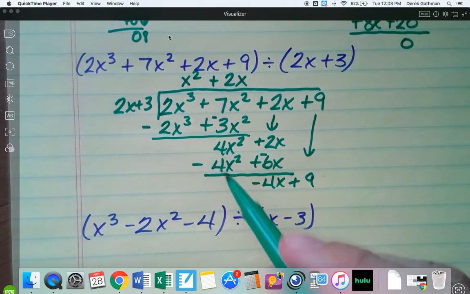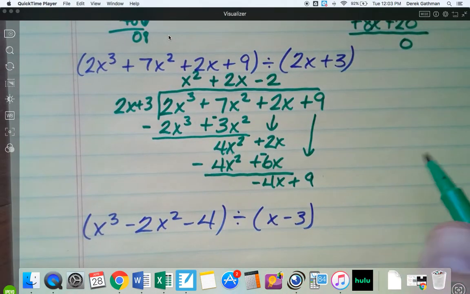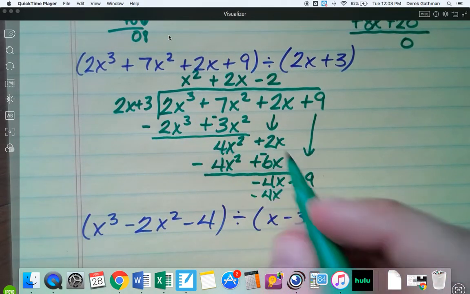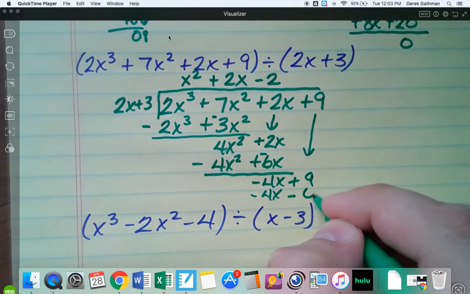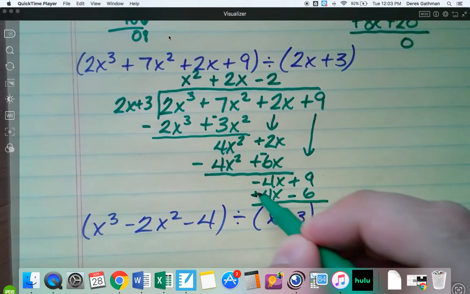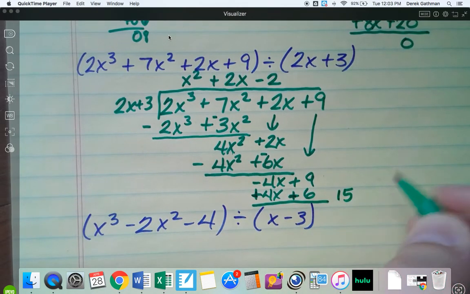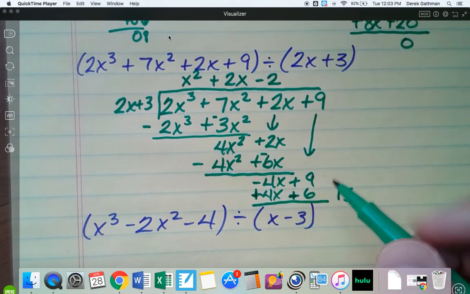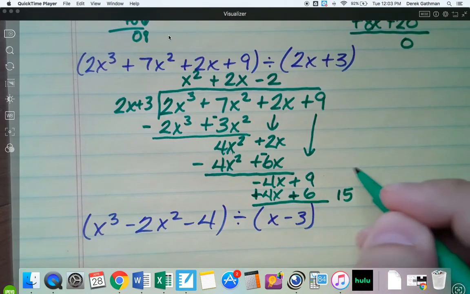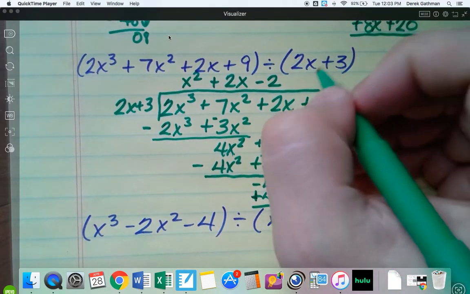Okay, 2x times what gives me negative 4x? Minus 2. So that gives me negative 4x, and then negative 2 times 3 gives me negative 6. I'm going to subtract those. I'm running out of room here. And change the signs. So I end up with 15. And 2x plus 3 is not going to go into 15. So what I've come up with is I have a remainder of 15. How you can see that is you could see R 15.